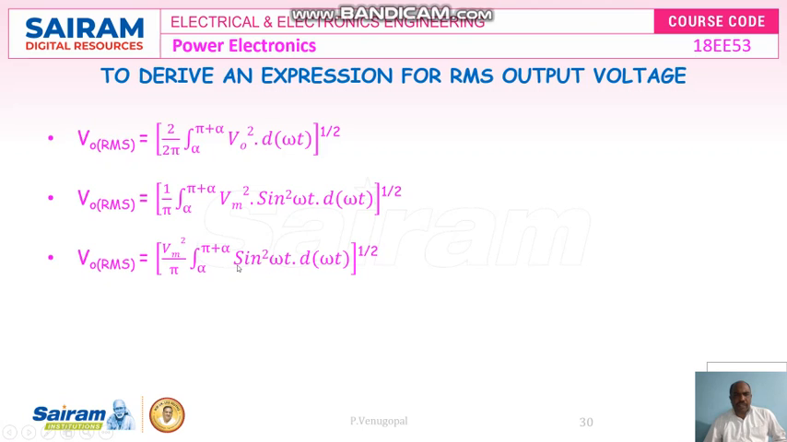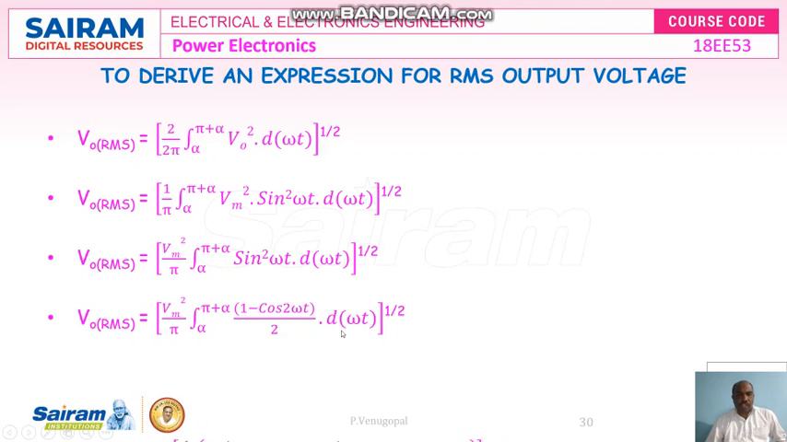According to the rules of trigonometry, sine square omega t can be written as 1 minus cos 2 omega t by 2. Replacing sine square omega t by 1 minus cos 2 omega t by 2, we get V naught RMS is equal to Vm square by pi into integration of alpha to pi plus alpha into 1 minus cos 2 omega t by 2 into d of omega t, whole to the power 1 by 2.